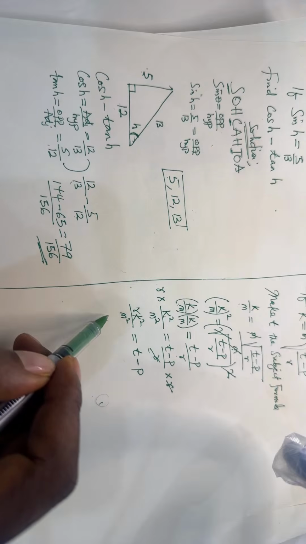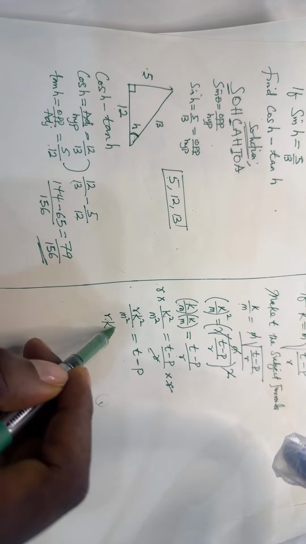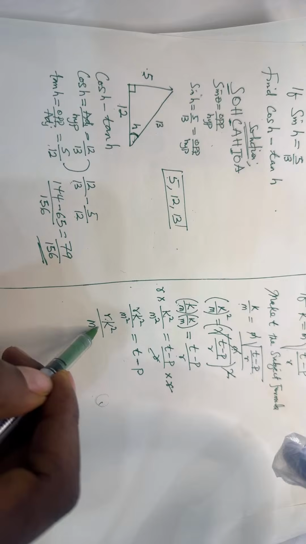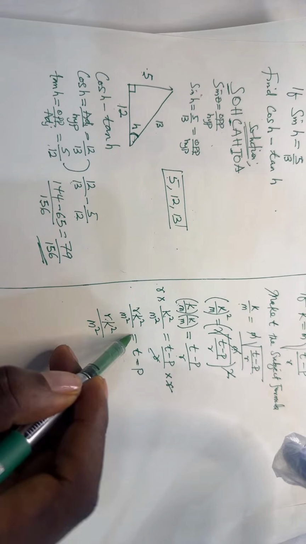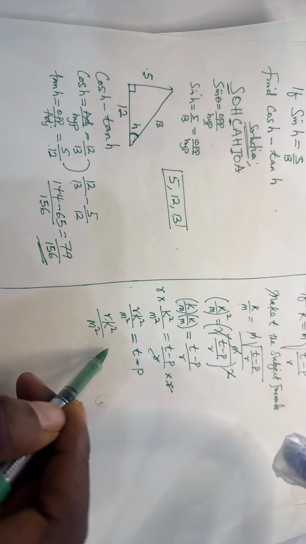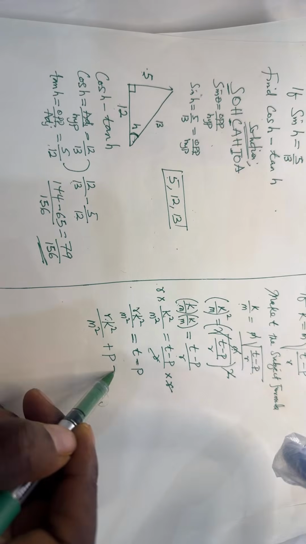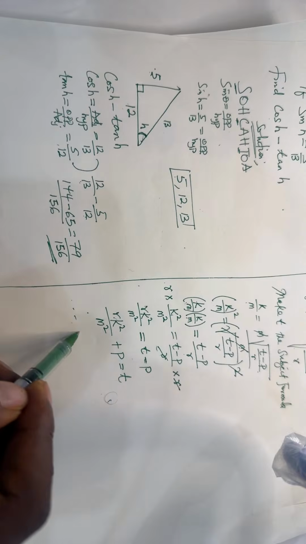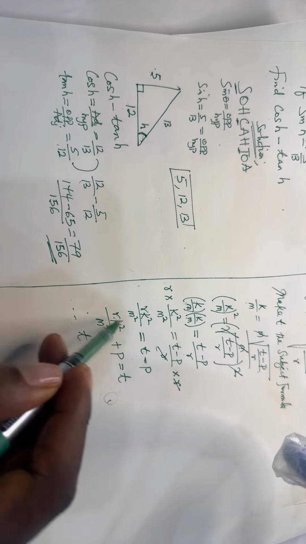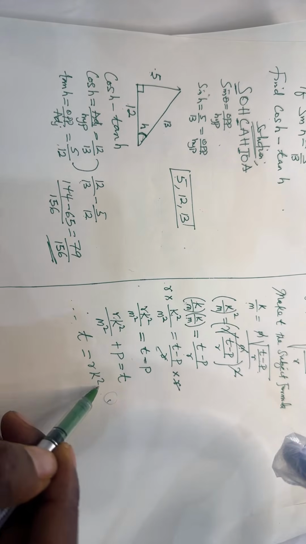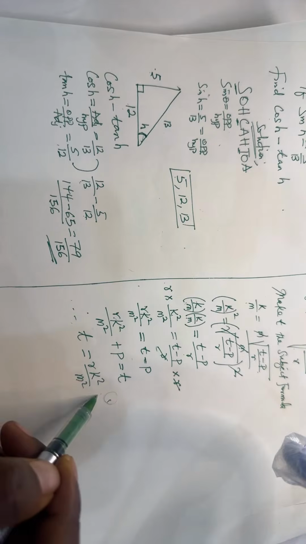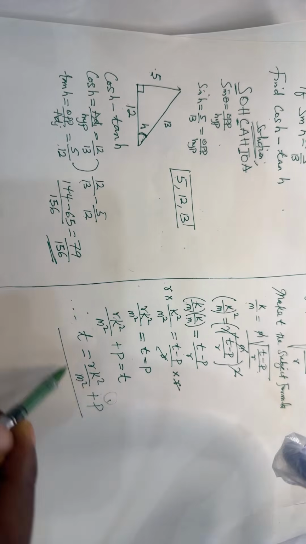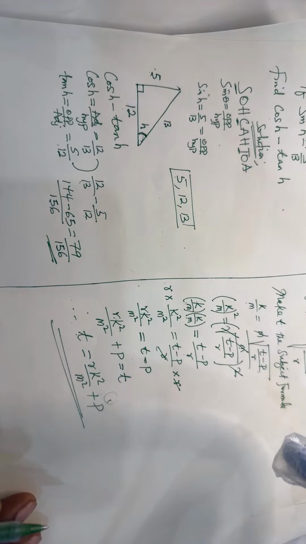So here we have r K squared over M squared. If minus P crosses the equal sign to this side, it will change to plus P, equal to this T. Therefore, this T will be equal to everything here: r K squared over M squared plus P. We have now made this T the subject of the formula.